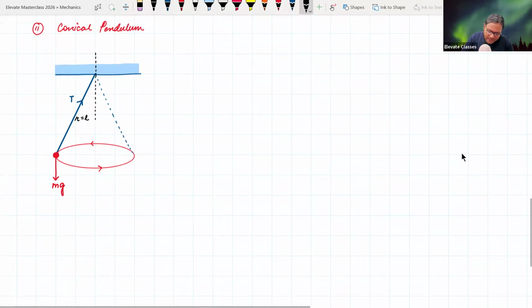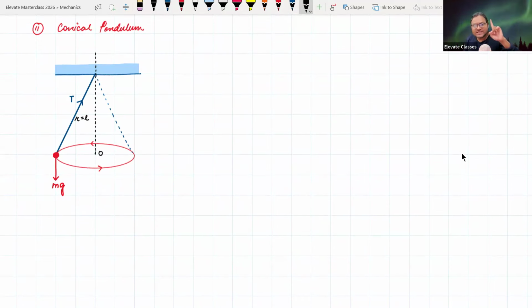Why the center of the path? Because we are interested in the trajectory, and the trajectory is on a plane, and I want to take the center of that plane to be the origin. So if I choose the center of the path as the origin, then what is the radial direction? The radial direction is this. It is a bit different from the simple pendulum. This is the radial direction. Yes or no? Is it clear?